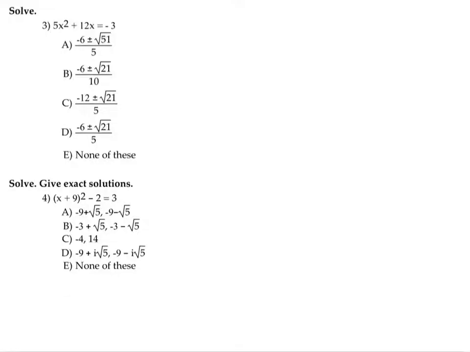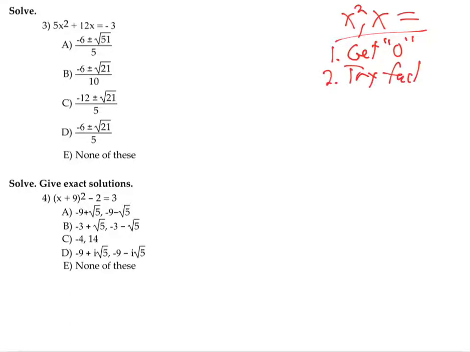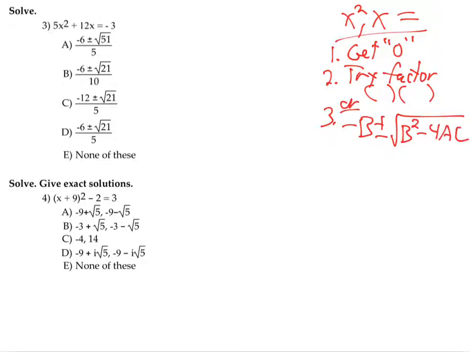So number 3. So I hope you have a really clear x squared game plan, right? So what is the x squared game plan? Well, there's two kinds. If you have x squared and x with an equal sign, then step 1 is get a 0. Step 2, you can try to factor if you want, you know, with the 2 parentheses, or you can do negative b plus or minus the square root of b squared minus 4ac all over 2a.